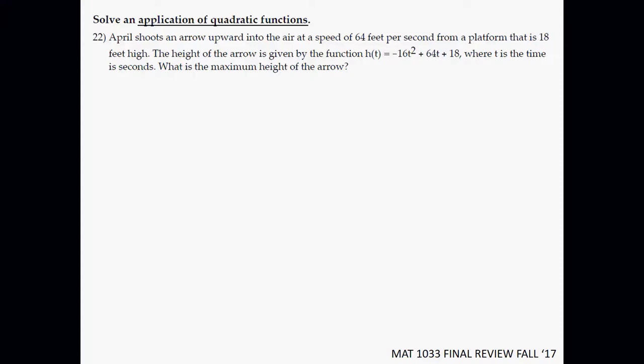Okay, question number 22. An archer shoots an arrow upward into the air at a speed of 64 feet per second from a platform that is 18 feet high. The height of the arrow is given by the function h(t) equals negative 16t squared plus 64t plus 18, where t is the time in seconds. What is the maximum height of the arrow? And this is from section 6.6.